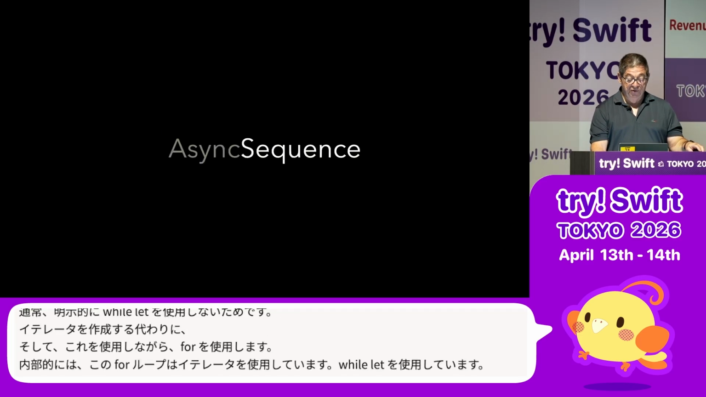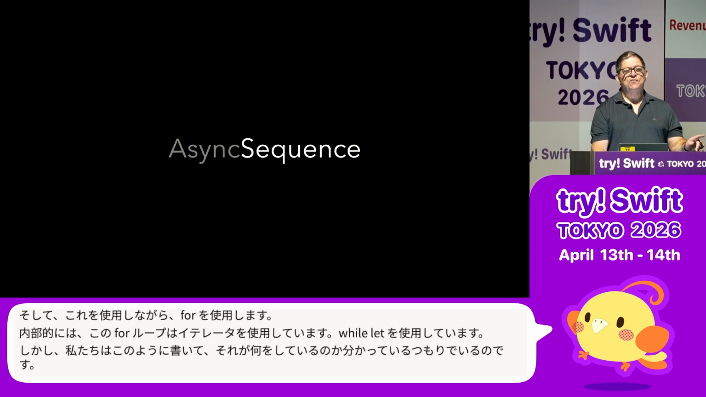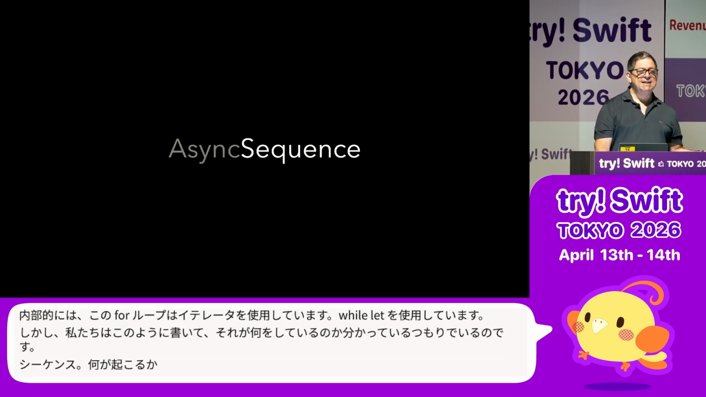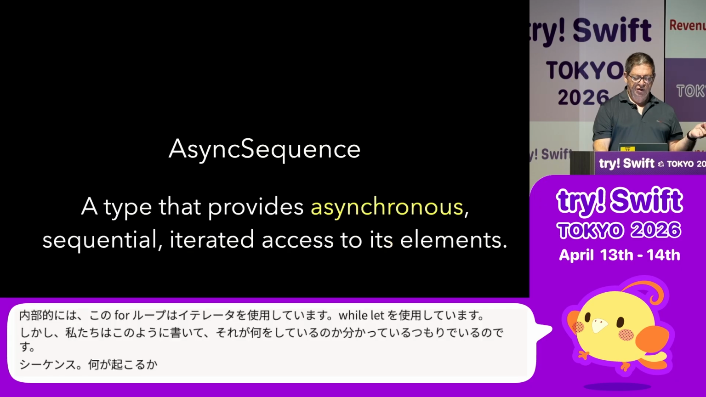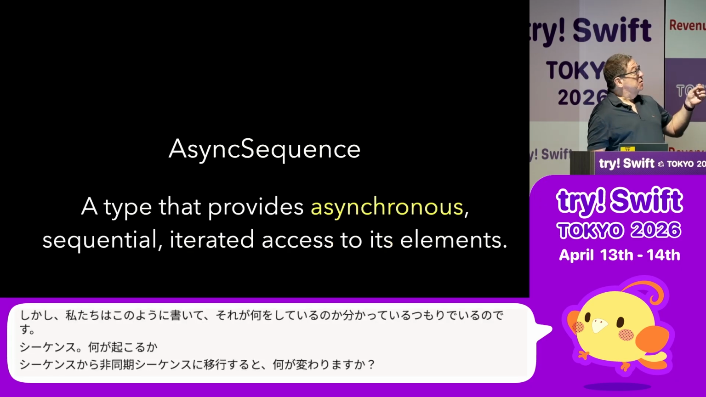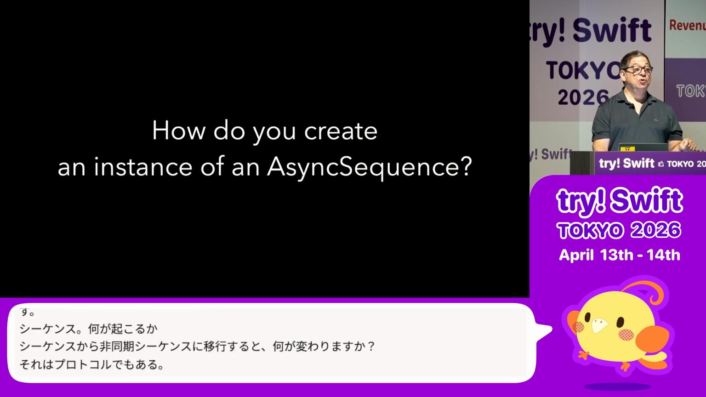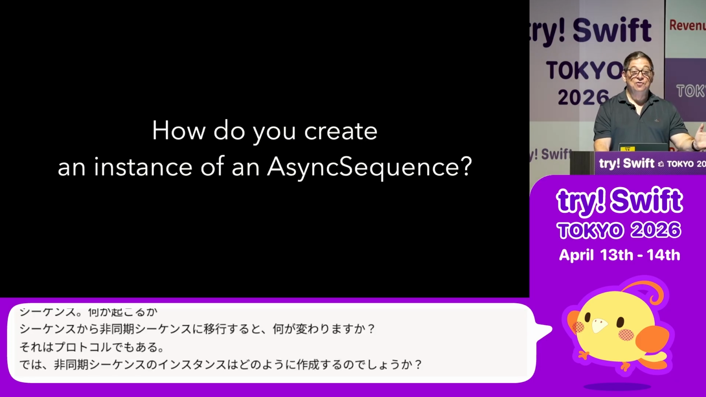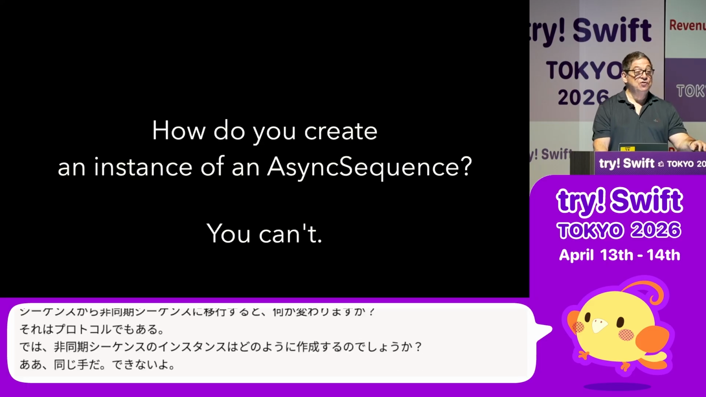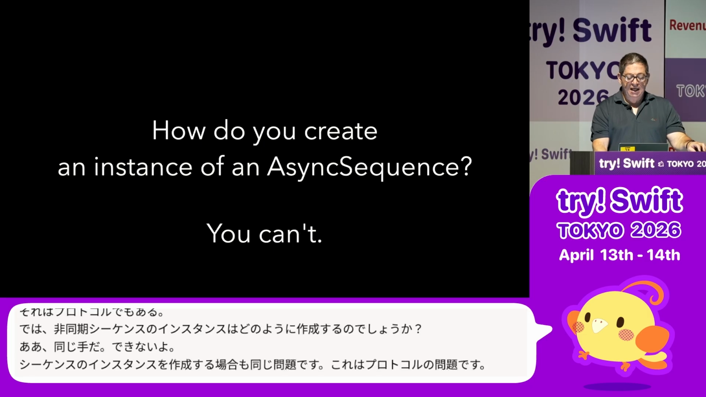So that's a sequence. What happens if we move from a sequence to an async sequence? What changes? Well, now, this is a type that provides asynchronous sequential iterated access to its elements. It's also a protocol. So how do you create an instance of an async sequence? You can't. It's the same problem as creating an instance of a sequence. It's a protocol. I can't just say create me an async sequence.